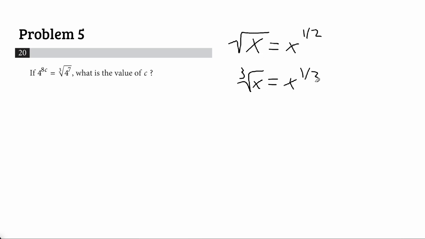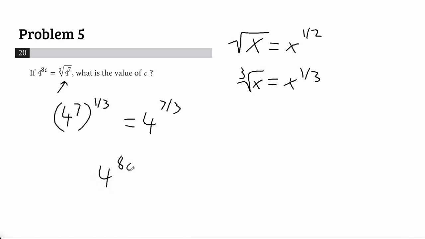So then looking at this problem, we have 4 to the 8c is equal to the cubed root of 4 to the 7. So let's just simplify this cubed root of 4 to the 7 a little bit. So this is the same as 4 to the 7 to the 1/3. So this is equal to 4 to the 7/3. So then we're told that 4 to the 8c is equal to this. So 4 to the 8c is equal to 4 to the 7/3.